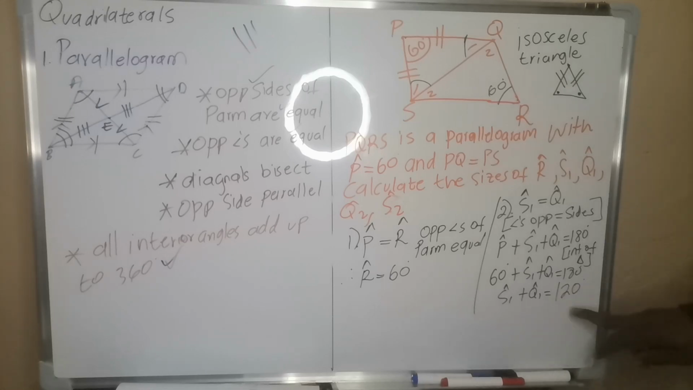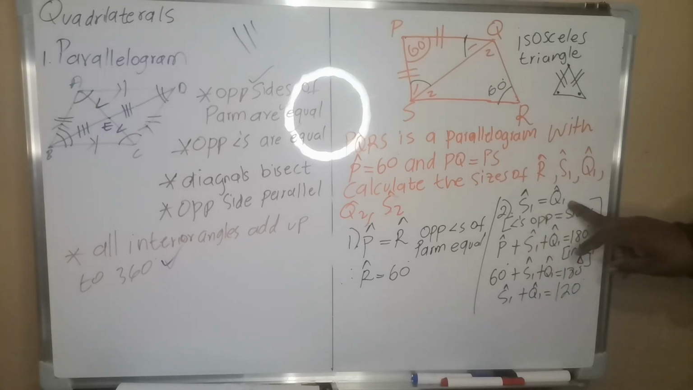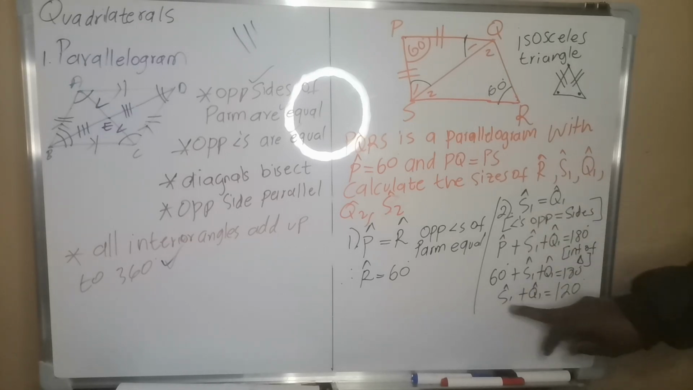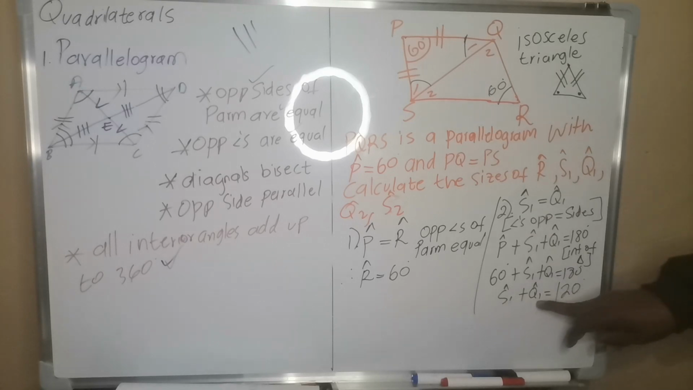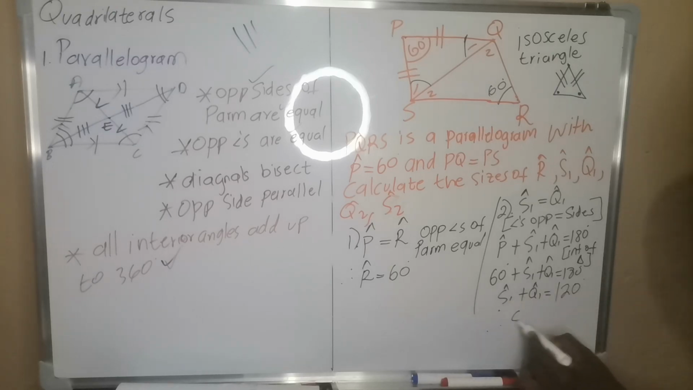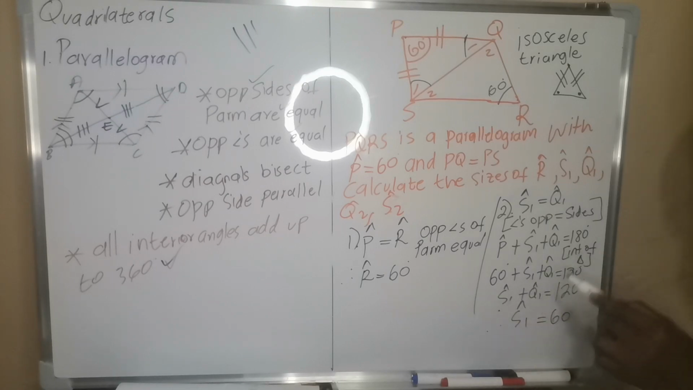Therefore, if we have 120 for S1 plus Q1 and we want to find S1, since S1 is equal to Q1, these two angles are going to share this 120. You only do this if you are given an angle inside an isosceles triangle. If you are given one angle inside an isosceles triangle, you can share the 120 between the two angles. So S1 is equal to 120 divided by 2, which is 60 degrees. Why 2? Because there are two angles, S1 and Q1, that share 120.